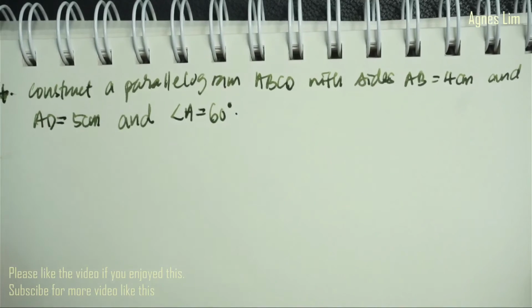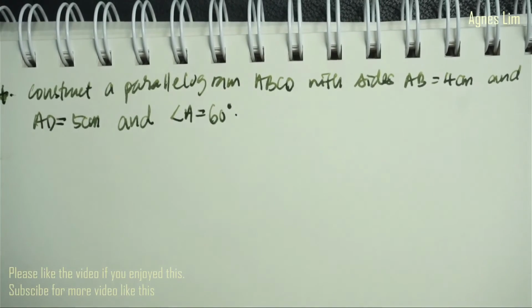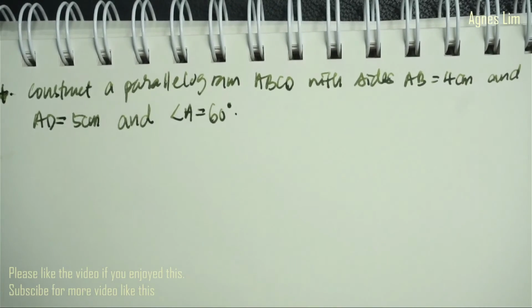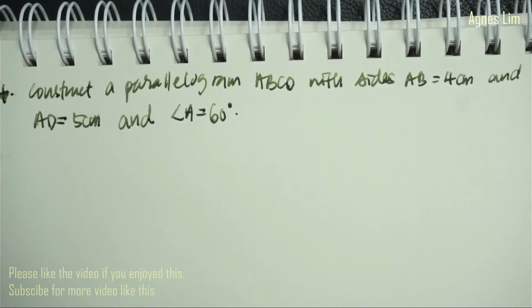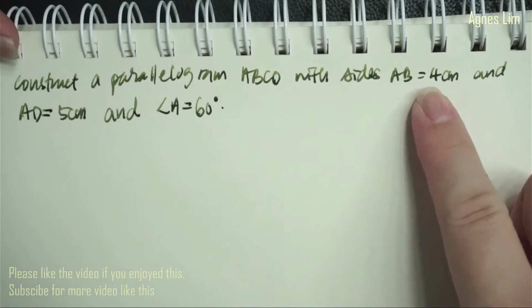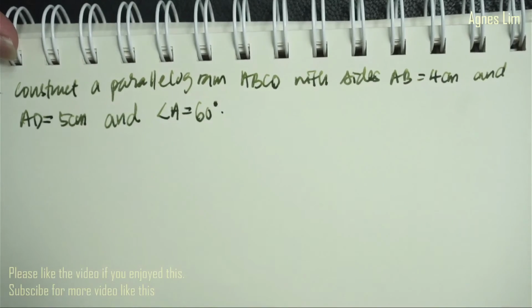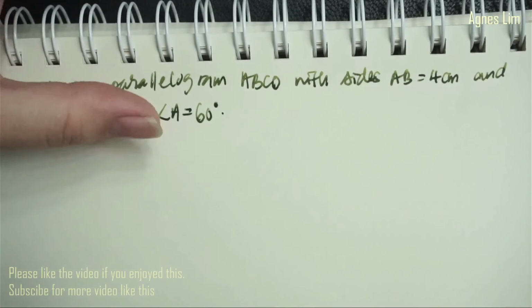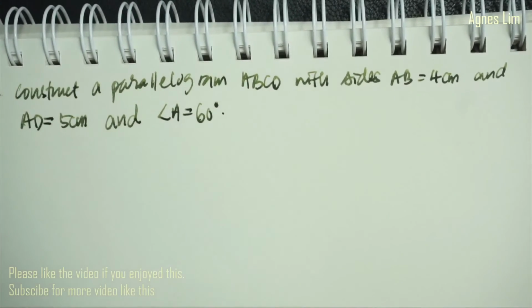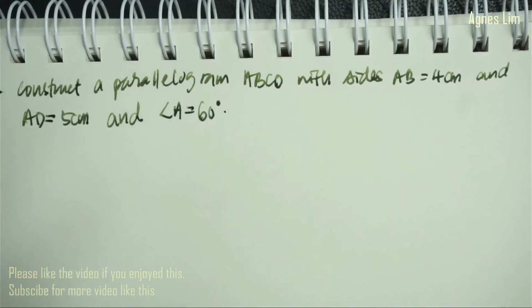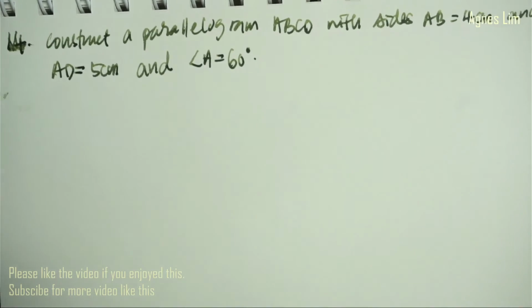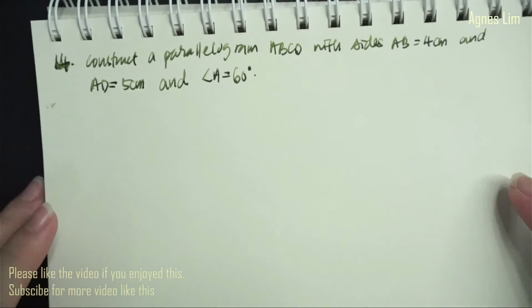Alright, so here, construct a parallelogram ABCD with the side AB equals 4 cm, AD 5 cm, with the angle A 60 degrees. So there is no line given to you, there is only an instruction to tell you the measurements and how much is needed. So I'm going to zoom out a little bit so that you can see better.